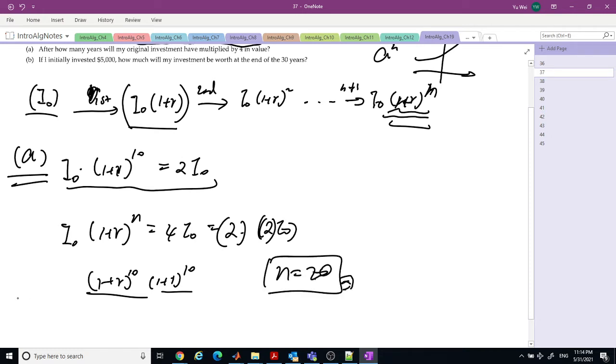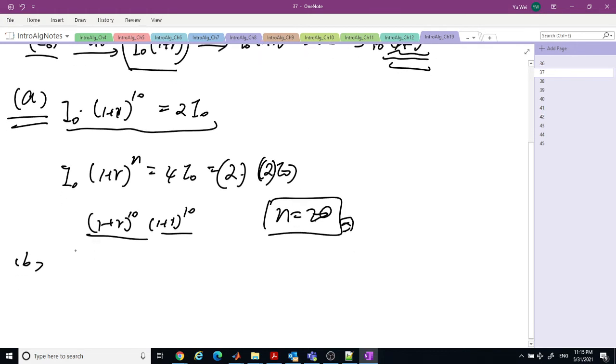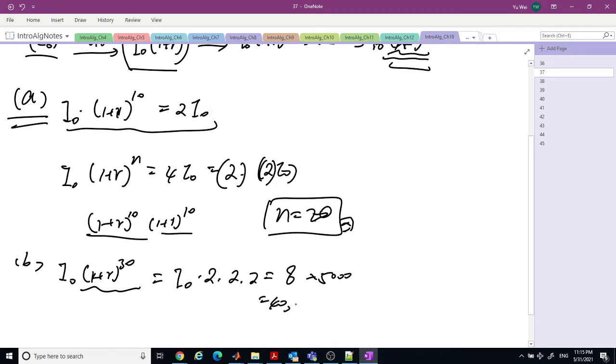Now part B. You can see my initial investment is 5,000. How much for the 30 years? So I0 times (1 plus R) to the 30. So we have 3 doublings, 1, 2, 3. So it will be 8 times 5,000. It will be $40,000.